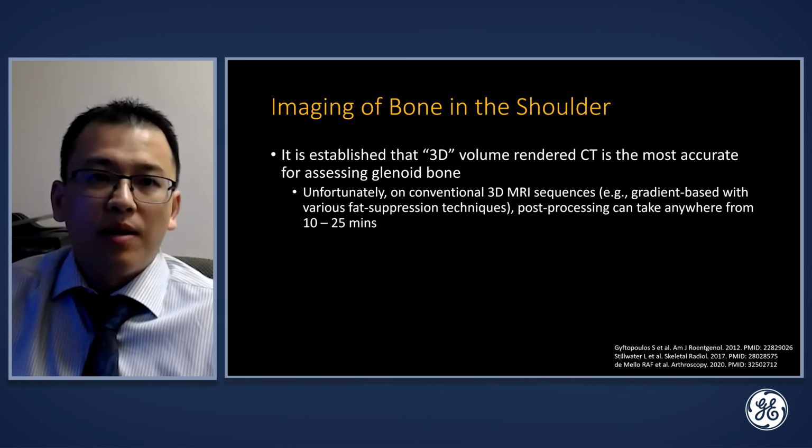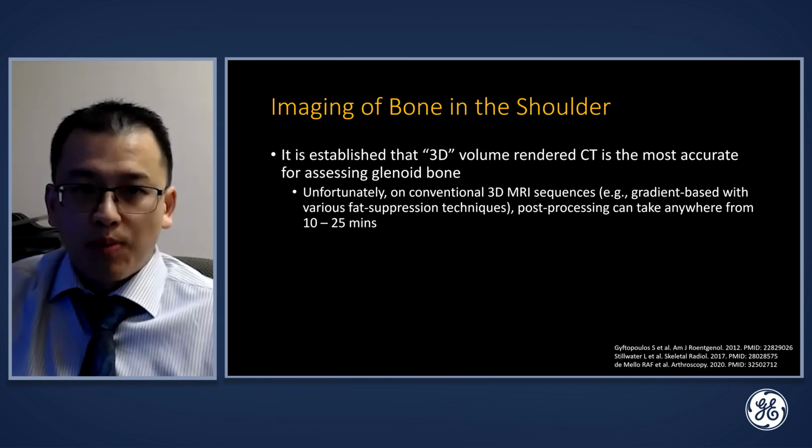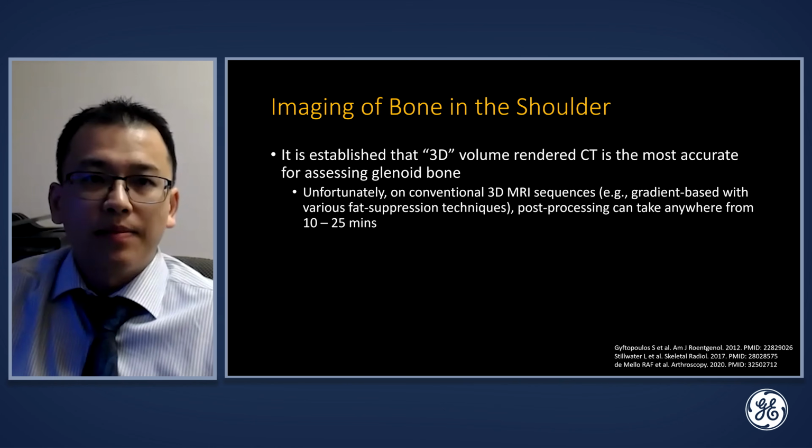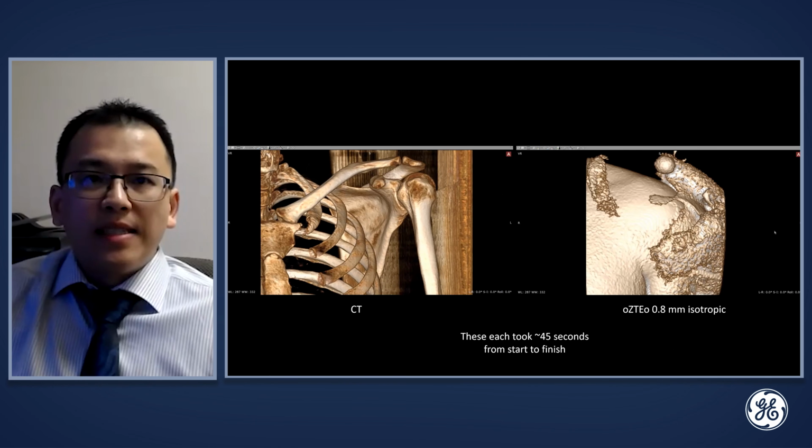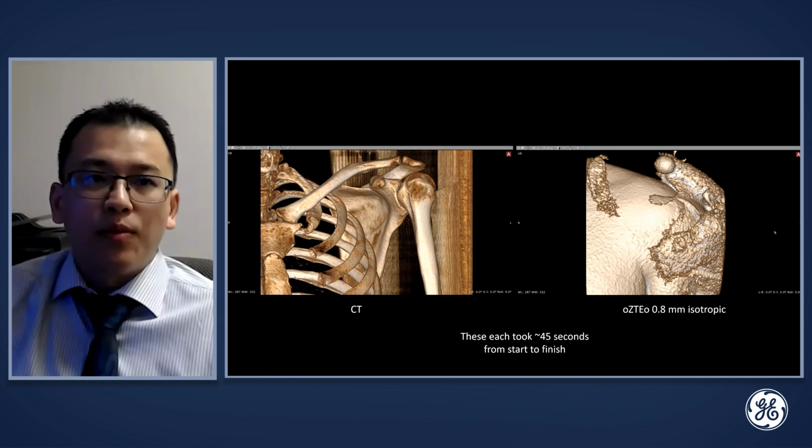With conventional MR images, though, post-processing times can be pretty lengthy. This pretty much precludes their use in routine clinical practice. Here I'm showing volume rendered CT data on the left and a rendering from the osteo images on the right. I'm showing examples of manual segmentation of the glenoid in real time.